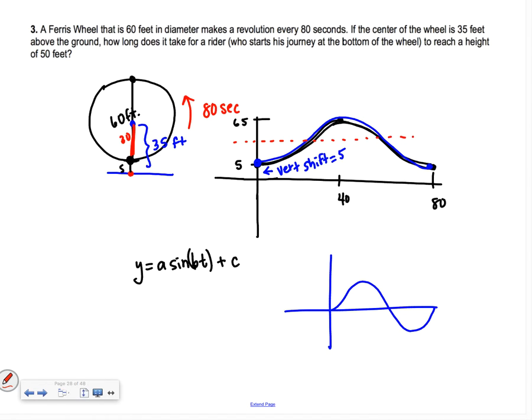And here's going to be our equilibrium point. Okay, but it's kind of tricky because it's actually a negative cosine function. So you could start it right here and use just a regular cosine function, or you can start it here and use a negative cosine function. So there's going to be a couple different equations that you could write.